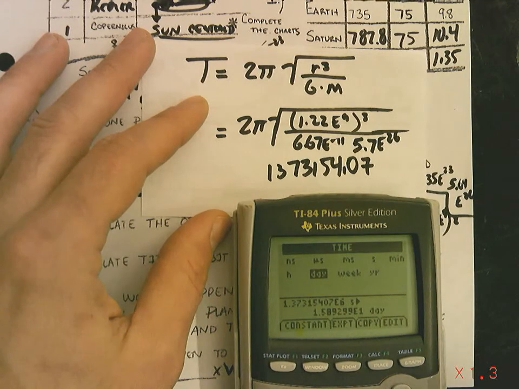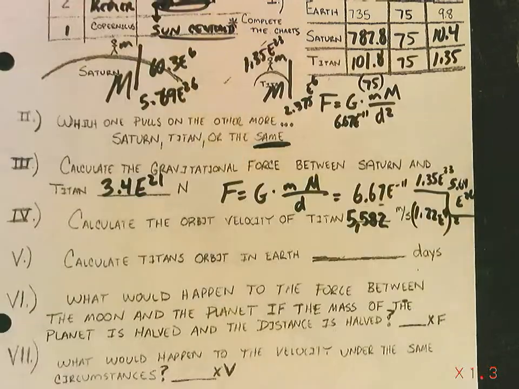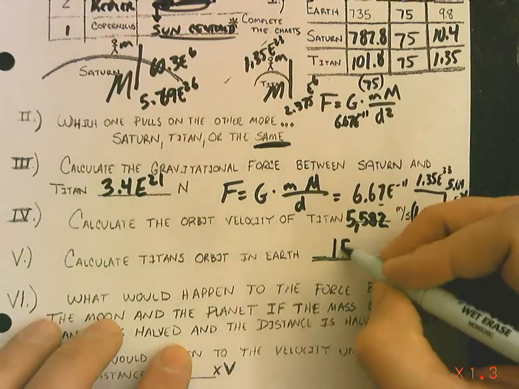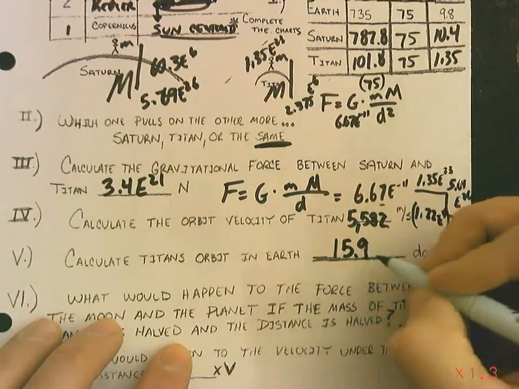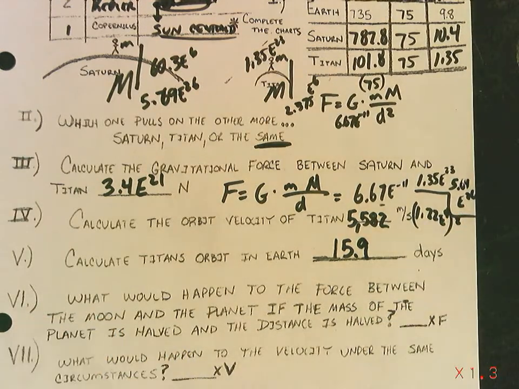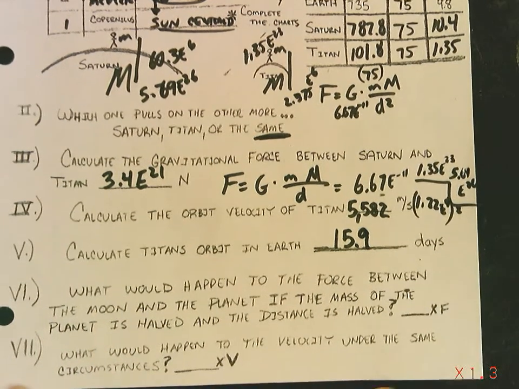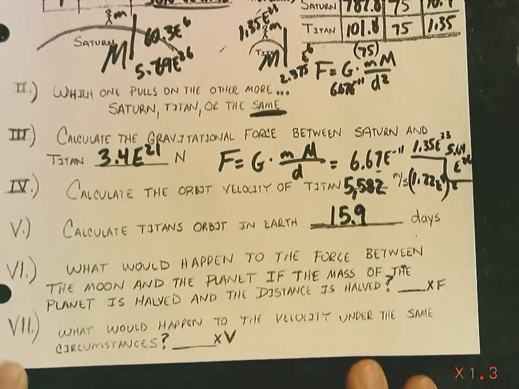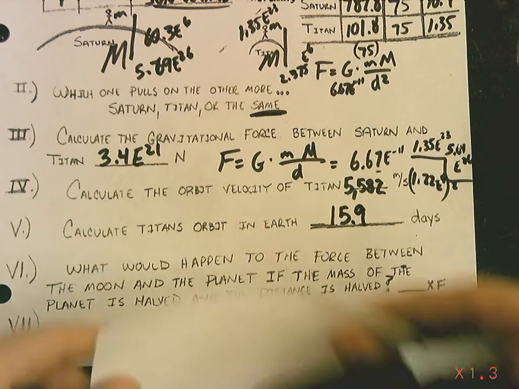And when we do, we get 15.9 Earth days. 15.89 or 15.9 Earth days. So basically 16 Earth days for Titan to go around Saturn. Then we can also prove this time by doing it with the other equation.